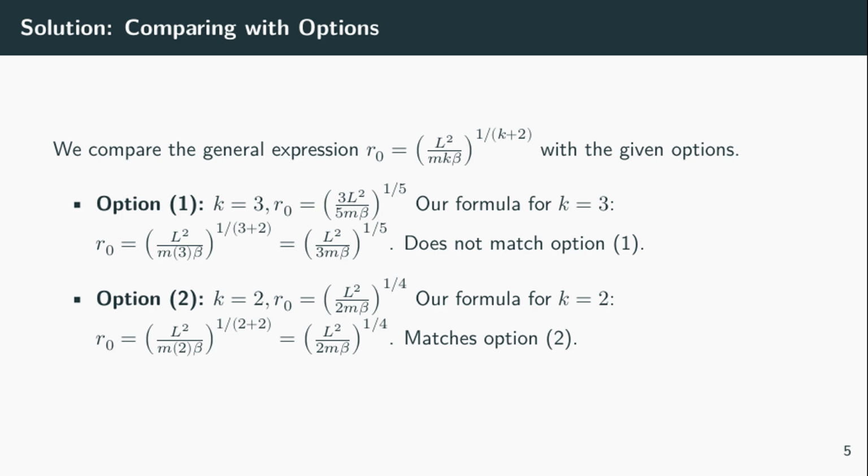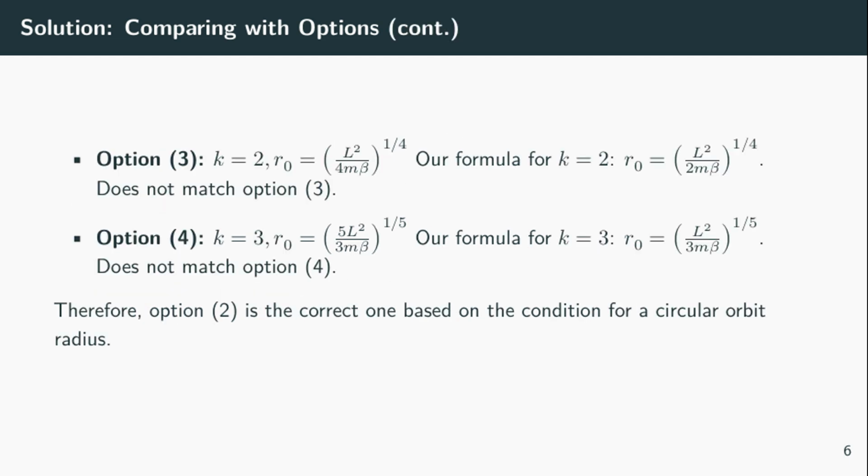Now that we have our general expression for r0, we can compare it with the options given in the question. Let's check option 1. It provides specific values for k and r0. Substituting the given k value into our derived formula, we get an expression for r0. Comparing this result with the r0 given in option 1, we see they do not match. Now let's check option 2. It gives k equals 2 and another expression for r0. Substituting k equals 2 into our derived formula, we get a new expression for r0. Comparing this result with the r0 given in option 2, we find they match exactly. Let's continue comparing just to be sure.